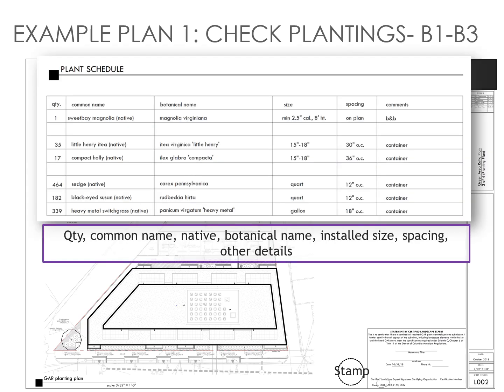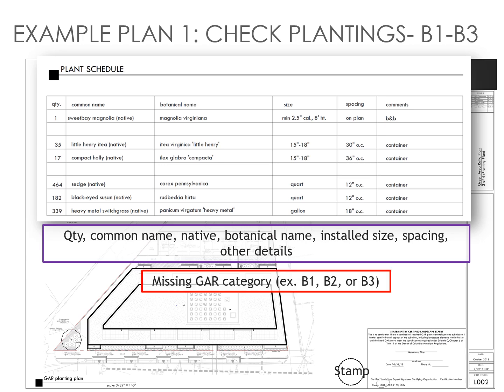So here is the plant schedule for the remainder of this JR plan. They show the quantity, common name, whether or not it's native, botanical name, the installed size, spacing, and any other details. What would have been very helpful is if they labeled the JR category as well on the plant schedule. So if you use a plant that's not common, the plan reviewer doesn't have to go back and double check what type of plant it is.